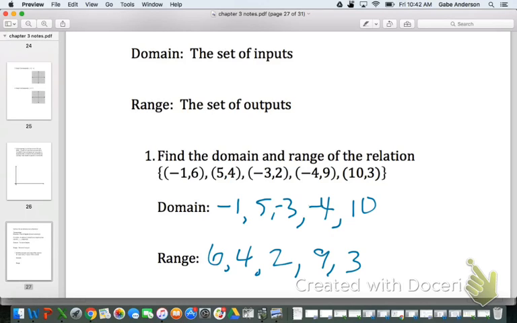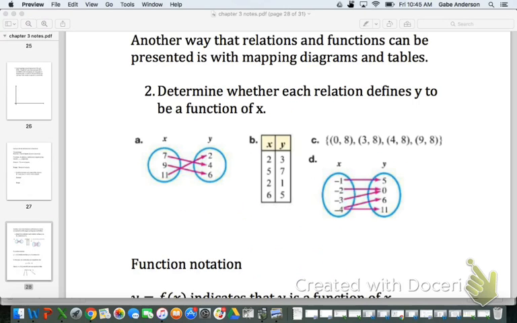Good start? Okay, awesome. Let's go ahead and take a look at number 2. Number 2 is focused on a little bit of a different aspect to this. Number 2 is wanting us to determine whether each relation is a function, right? So let's remind ourselves, a function is any relation where every input has, not an output, but exactly one. Exactly one output.